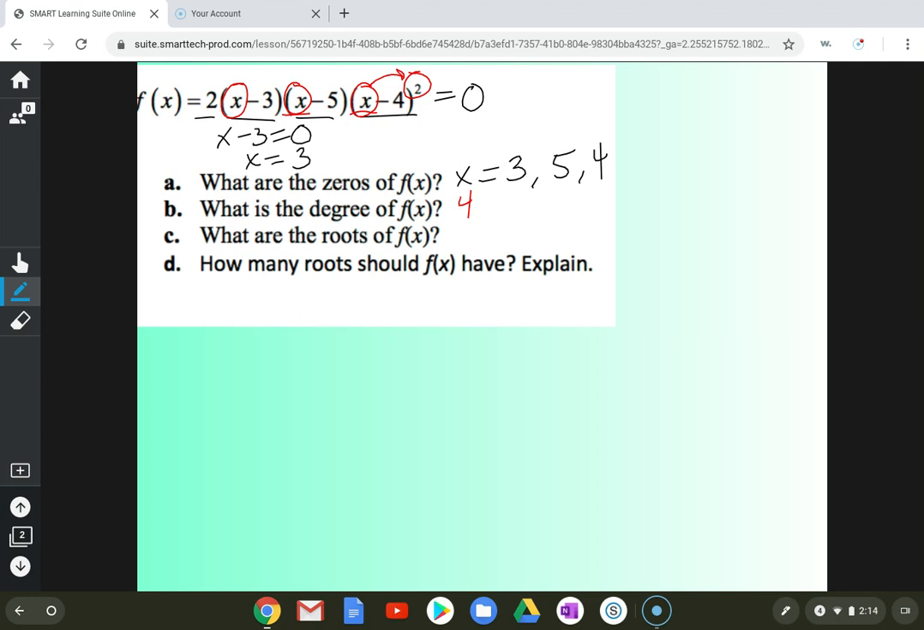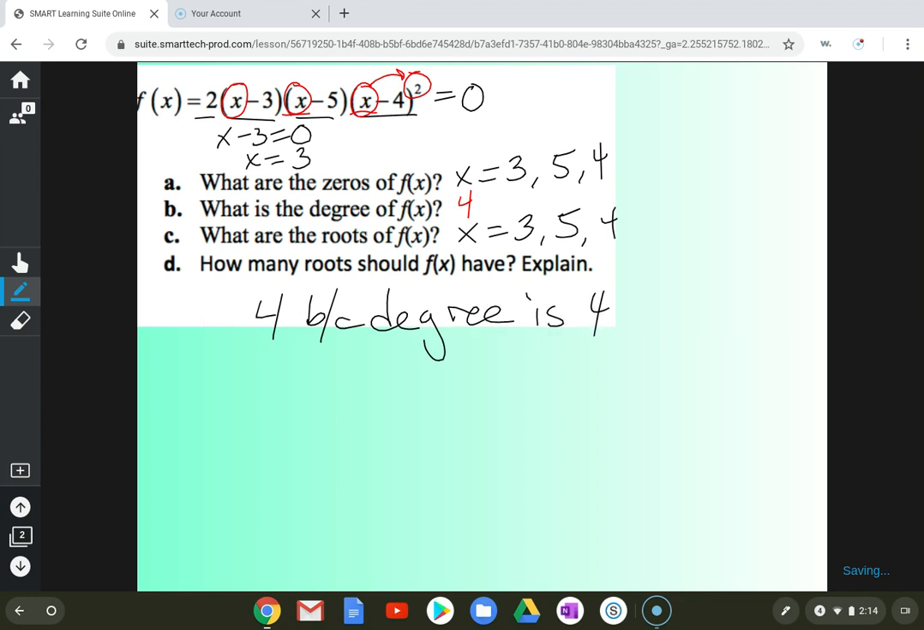What are the roots? Roots are the same thing as the zeros. It's just another terminology for the zeros. So when we say what are the roots, what are the zeros, we're basically talking about the same thing. How many roots should f of x have? Well, f of x should have 4 roots. The reason it should have 4 roots is because the degree is 4, and the number of roots should match the degree. So why do we only have 3 roots? Because that x minus 4 is being squared, which implies then that x equals 4 is called a repeated root.